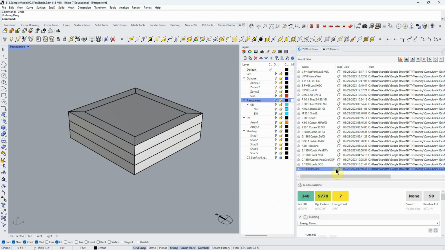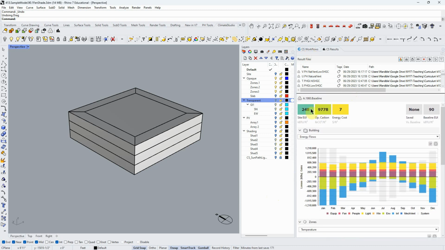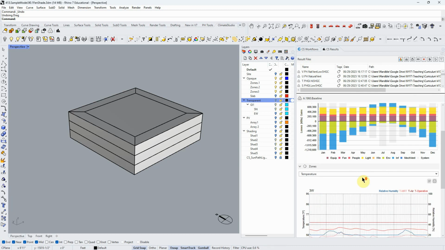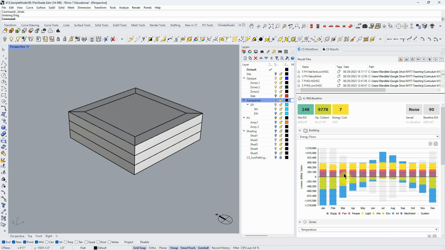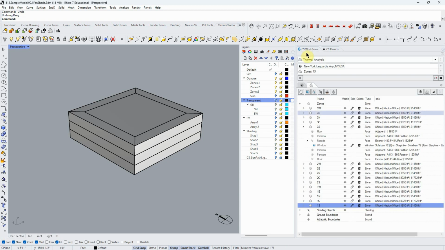Anyway, so my 1960s building. Let's see what the results were. Pretty high site EUI based on the baseline medium office. We can talk about some of these in more detail. Well, actually, let's go look at the templates.